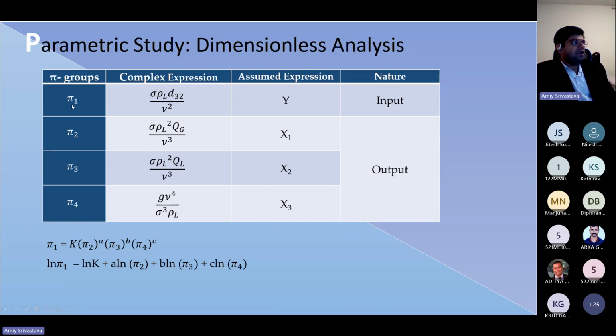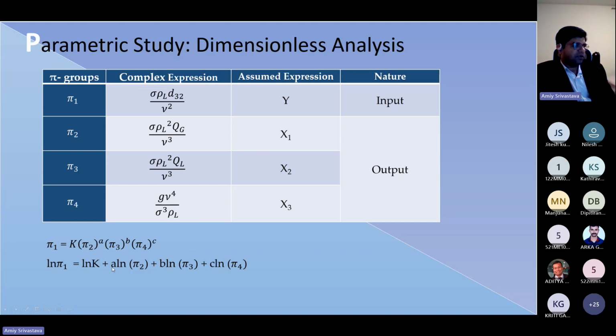Okay, so here we have pi 1 is equal to this one, and pi 1 is basically the dependent variable because the D32 expression is coming over here. And here, one more mistake: I wrote input here and output here. It should be flipped. So basically we are getting the D32 value as our dependent variable. So it should be output and it should be input. Sorry for the mistake.